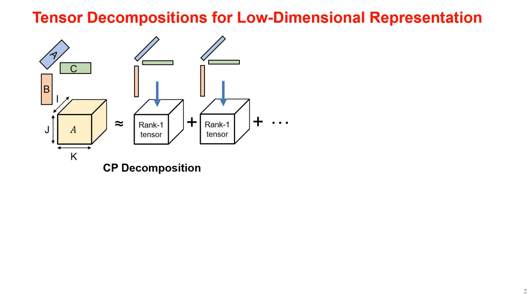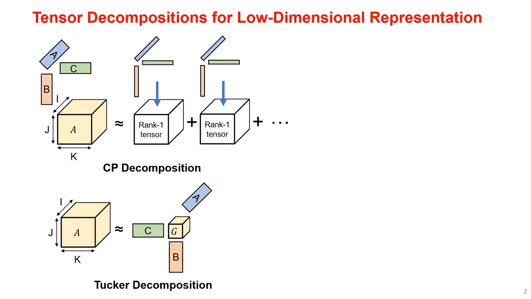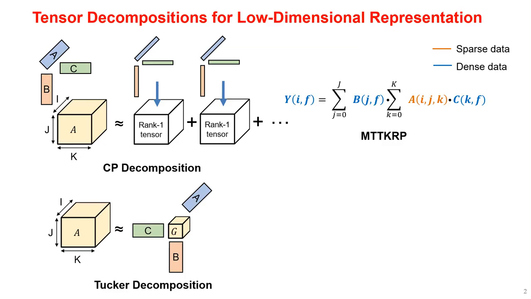The two most commonly used tensor decompositions are CP decomposition, which represents a tensor as a summation of rank 1 tensors, and Tucker decomposition, which represents a large tensor using some factor matrices and a core tensor. CP decomposition and Tucker decomposition primarily consist of MTTKRP and TTMC kernels. In MTTKRP, a sparse tensor is multiplied with two dense matrices to get a dense output matrix. And in TTMC, a sparse tensor is multiplied with two dense matrices to get a dense output tensor. Thus, MTTKRP and TTMC live at the heart of tensor decomposition algorithms.